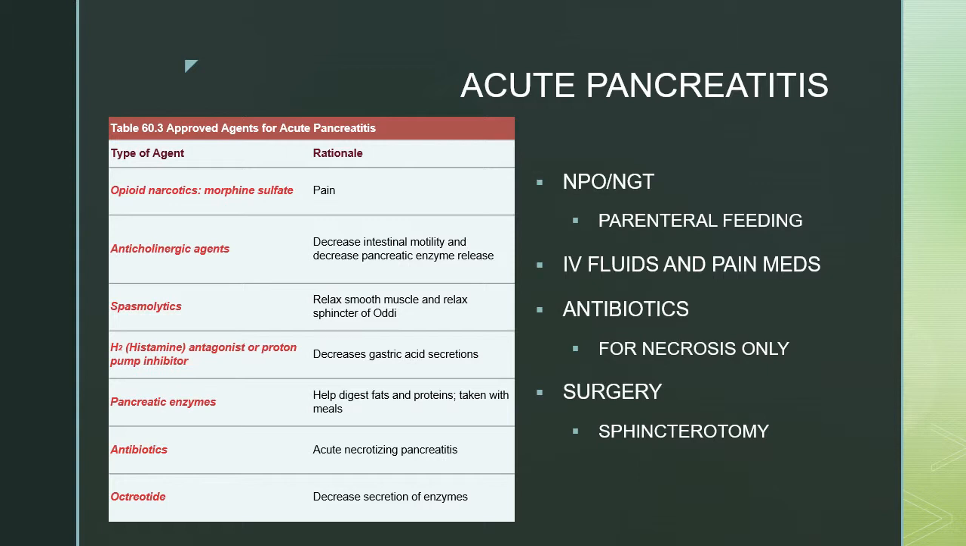Spasmolytics can be used as well to relax the sphincter of Oddi. H2 blockers or PPIs can be used to decrease gastric acid secretions. And then if the person is eating, pancreatic enzymes can be taken to help digest fats and proteins. Octreotide decreases the secretion of enzymes inside the pancreas. We do have to watch out with octreotide, however, because it does increase the risk of gallstones.